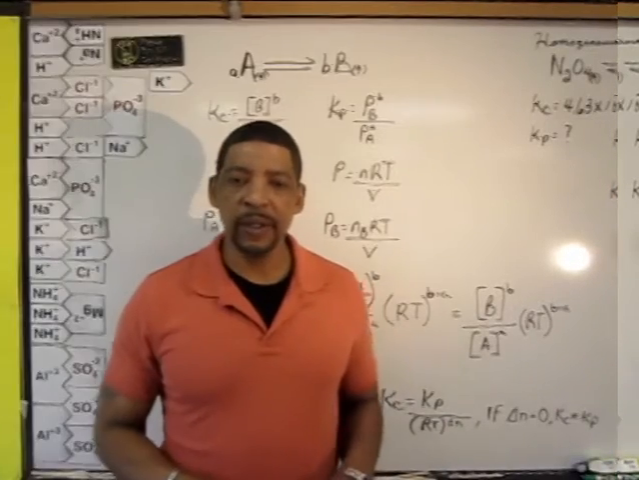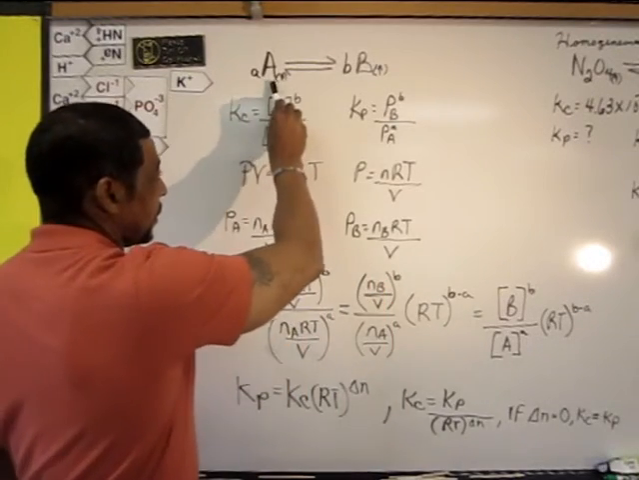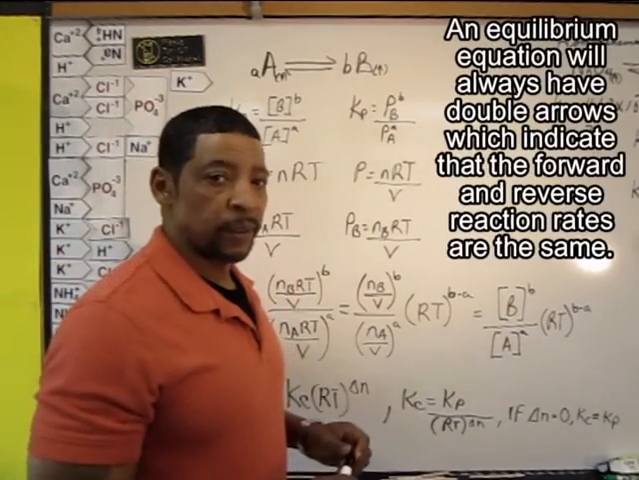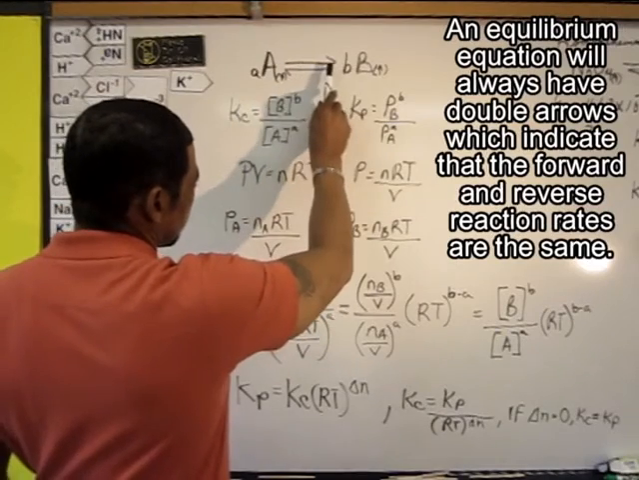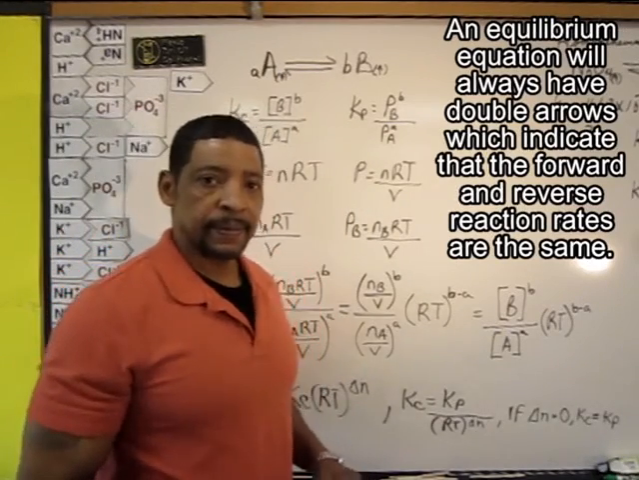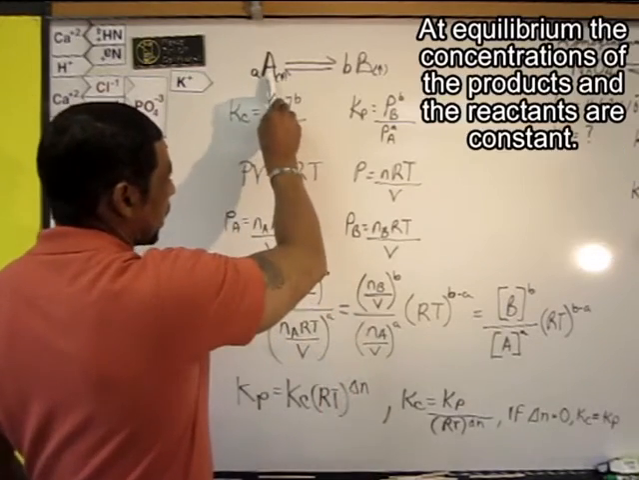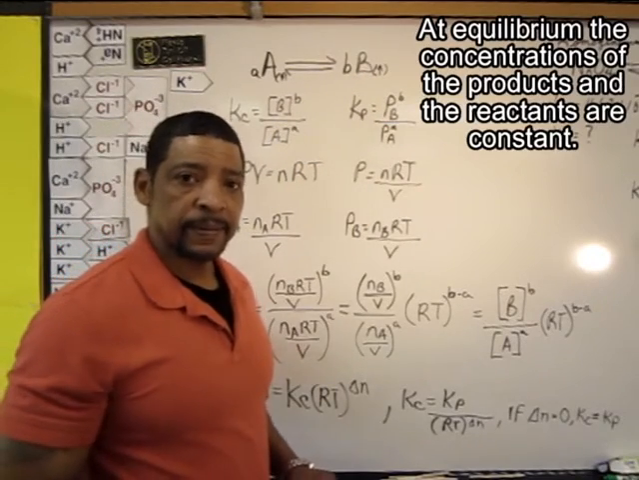In this video, I'll explain how the values of Kc and Kp are related in a homogeneous gaseous system. Consider the general equilibrium equation where reactant A is in equilibrium with product B. This represents an equilibrium in which the forward rate and the reverse rate are the same. And of course, at equilibrium, the concentrations of the reactants and products are constant.